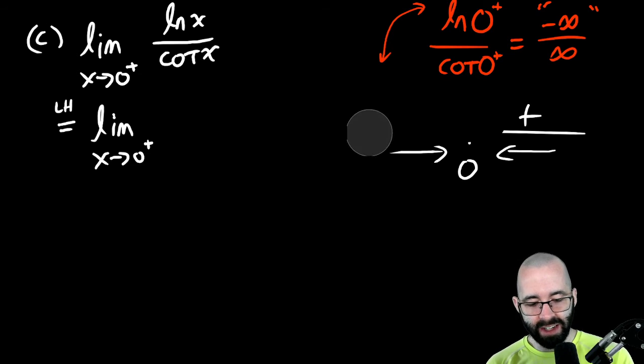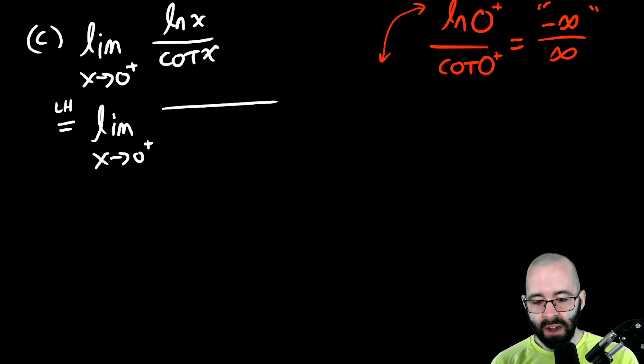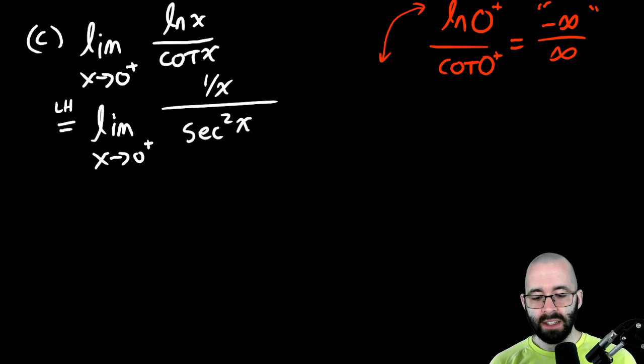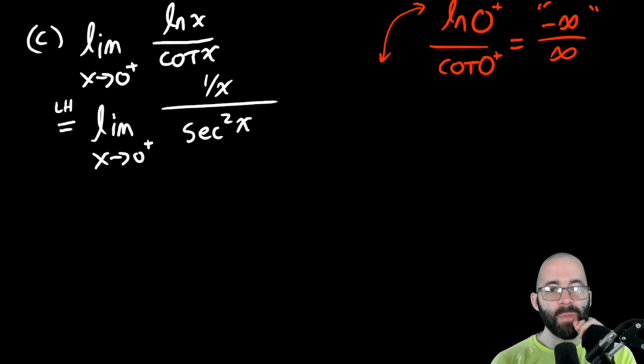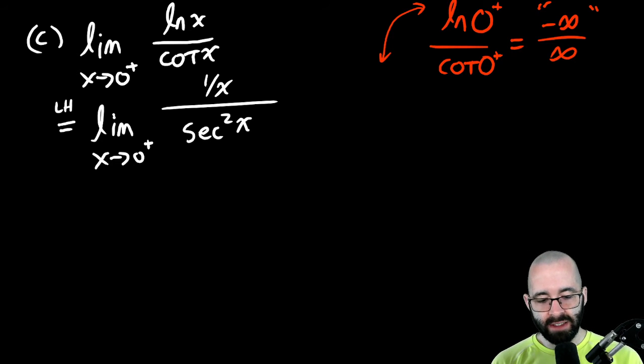Oh, I need a bigger eraser than that. All right, so what's the derivative of the top? 1 over x. What's the derivative of the bottom? Secant squared of x. Great, and now let's use direct substitution. We plug in 0, we get 1 over 0. Uh-oh, I don't like where this is going. We plug in 0, we get secant squared of 0.